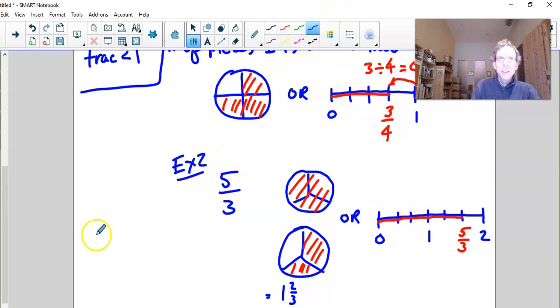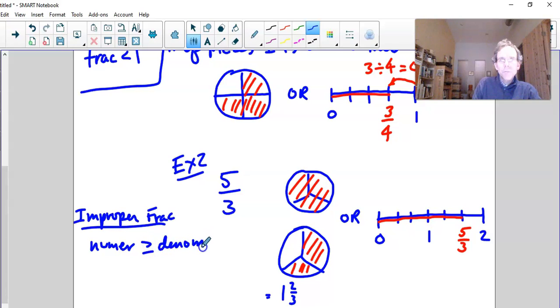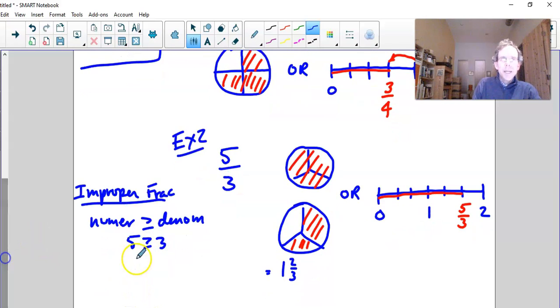How about the terminology? This is called an improper fraction. Improper fraction. Improper fractions, the numerator is greater than or equal to the denominator. So certainly 5 is greater than or equal to 3. An improper fraction means that the fraction is bigger than or equal to 1, which is what we got here, 1 2/3, right? That's bigger than 1.